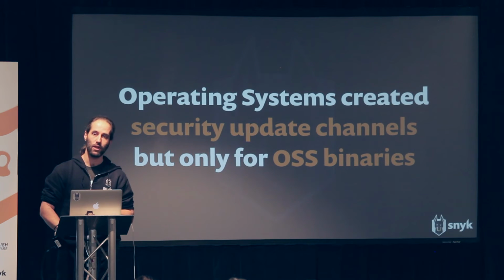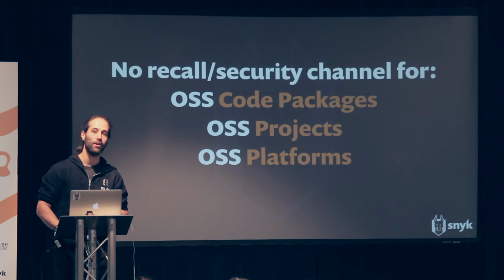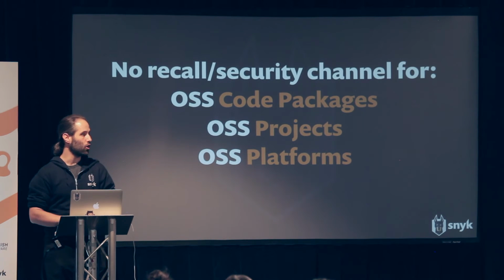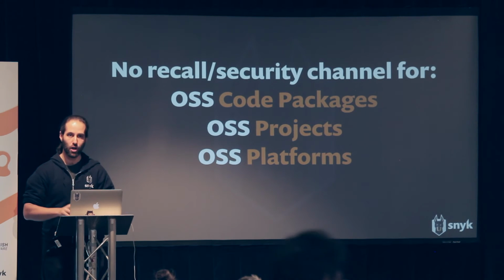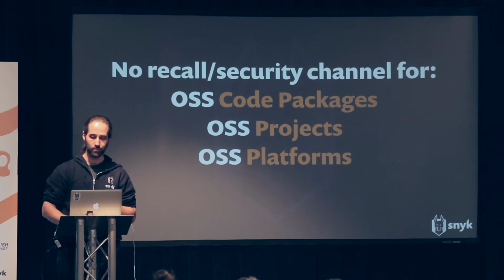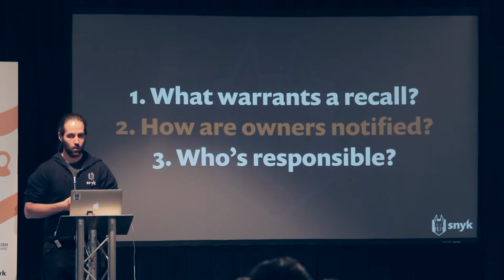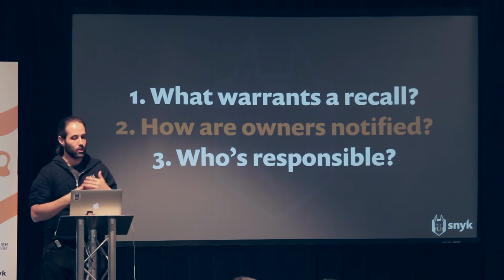And those work fairly well for the binaries on a Red Hat or such platform, but they're only specifically focused right now on open source binaries. So it still leaves a lot of the open source sphere unattended, like open source code packages, the projects themselves that you might download from GitHub. There's no vendor. The responsibility is murky. So this is about who decides the recall and what's recall worthy.